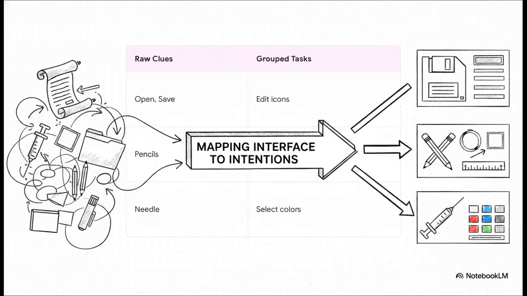So now we can take this big, chaotic list of raw clues, the pencils, the ovals, the weird needles, and we can actually map them into neat, logical user intentions. The needles and buttons become the task of selecting colors. The shapes become drawing. We're taking the messy interface and actively organizing it into a structured list of human intentions.